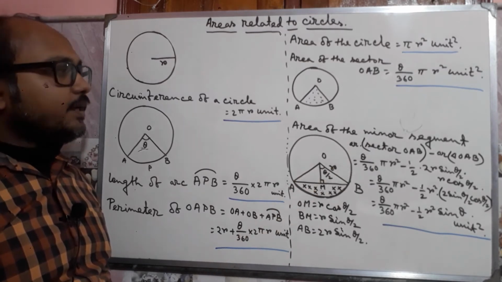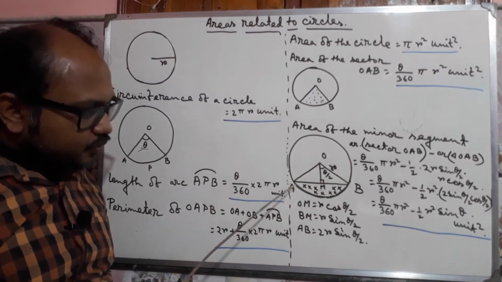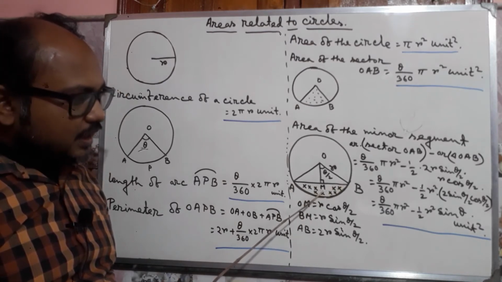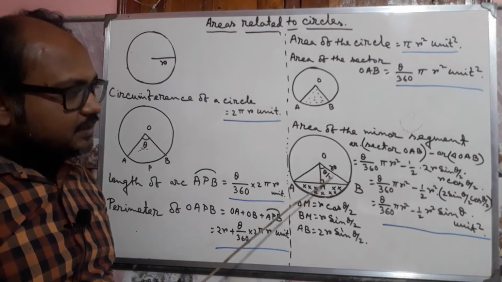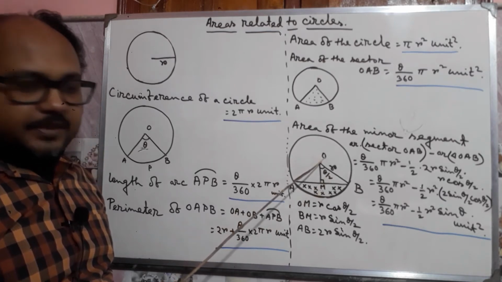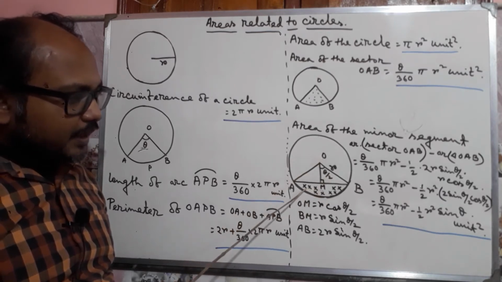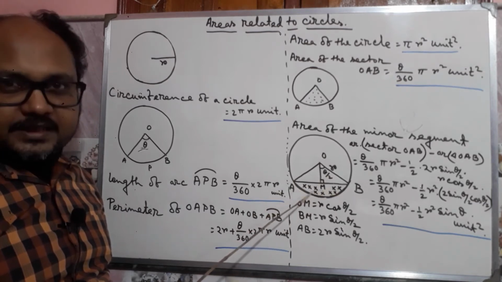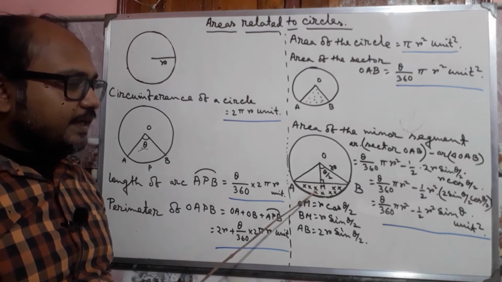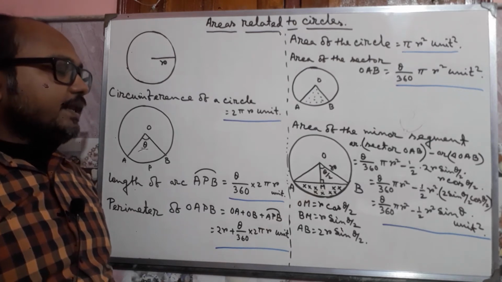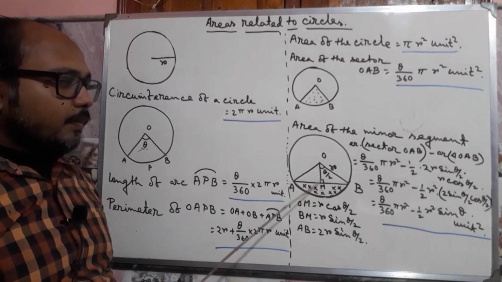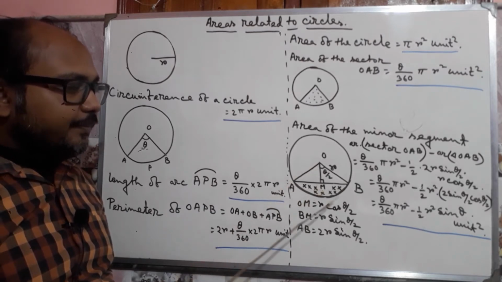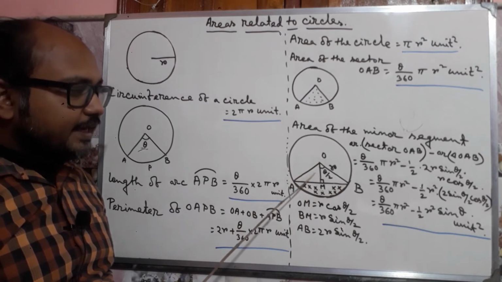What is the minor segment? If we join this AB, then this part is the minor segment and this upper part is the major segment. The part where the cross sign is given, this field is the minor segment. We are going to find the area of this part. To get the area of this part, what should we do? Area of this part means area of this sector OAB minus area of this triangle OAB.